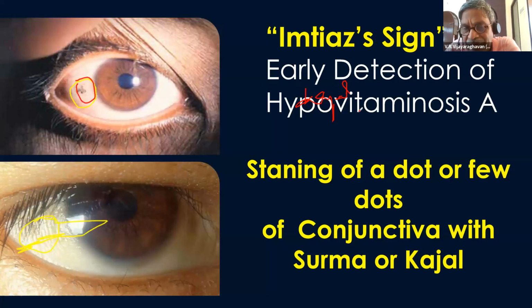Now that is called the Imtiaz sign. The Imtiaz sign is again a common exam question for postgraduates. What is the Imtiaz sign? Your answer is, sir, I can see black spots in the conjunctiva of a young small girl. If I see that, I have to rule out vitamin A deficiency, because the kajal that is applied to the eye can get adhered to your conjunctiva because of dryness.